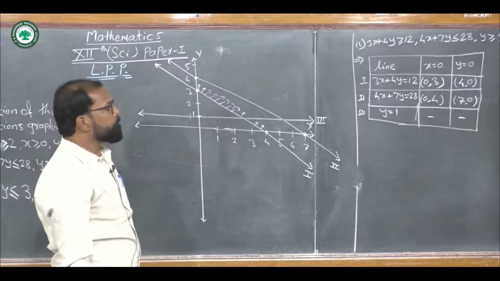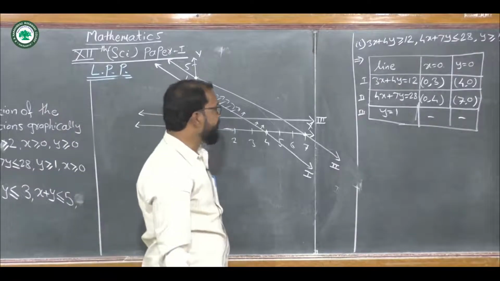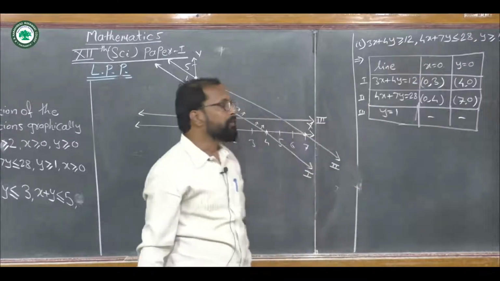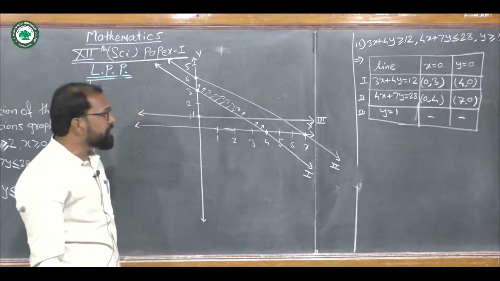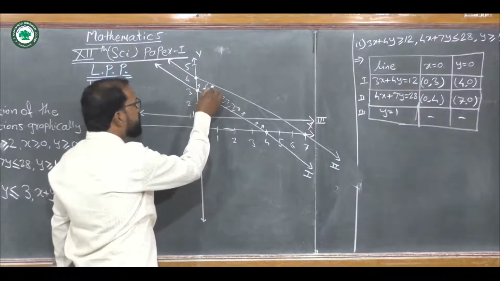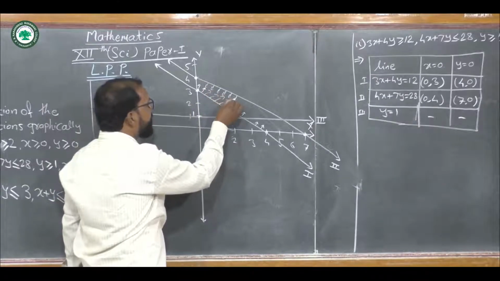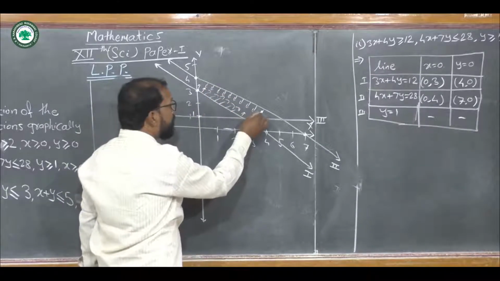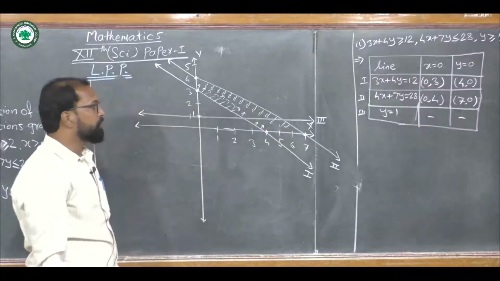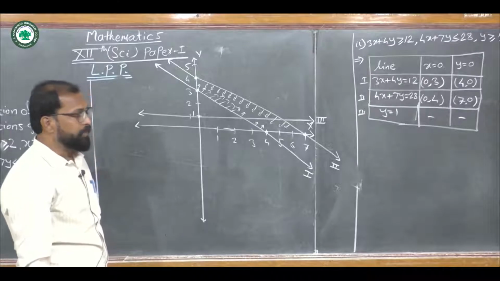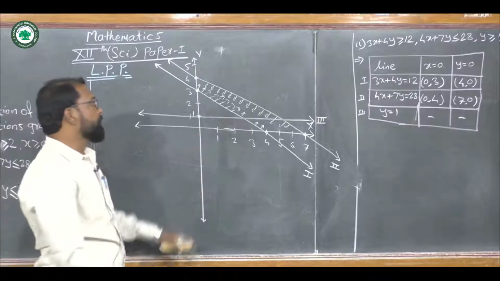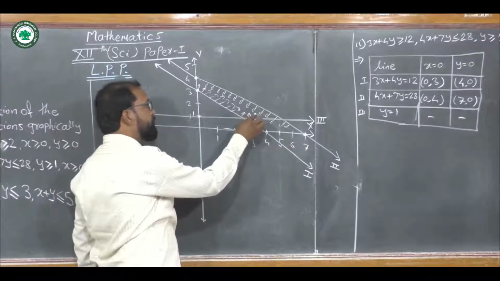Okay. Now, the second inequation is of the type less than or equal to. And we know that for less than or equal to, we consider the region which is below the line. Again, this is the region. And for the third inequation, y is greater than or equal to 1, that is above the third line. Now above the third line, this is the region.